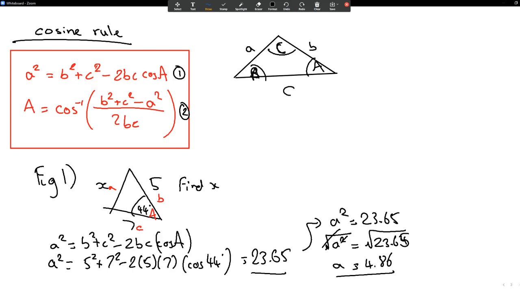Now, let's explore why we get from equation 1 to equation 2.